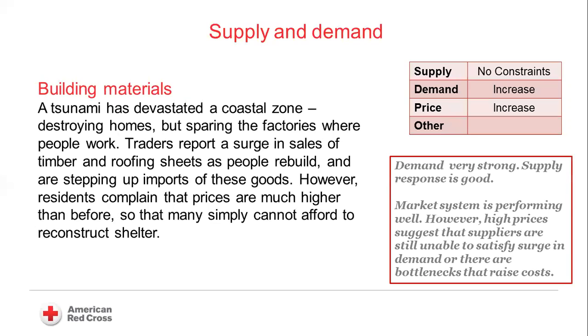Yeah, so in this case, we're saying for supply, there seem to be no constraints. Demand, because of the affected homes, it looks like there's a surge in sales, so there's an increasing demand, and prices have also increased. So it could be that the market system is performing well, but the high prices could suggest that there may be some bottleneck, right? So even though factories are producing, they said they were stepping up import of goods, right? So there may be a bottleneck or something that might be causing prices to increase.